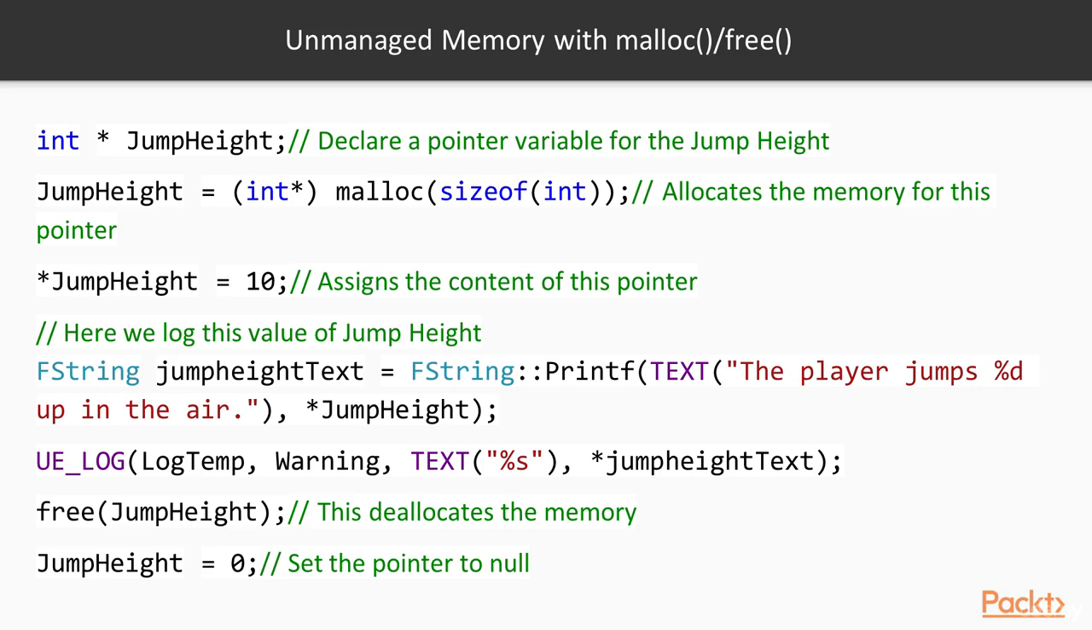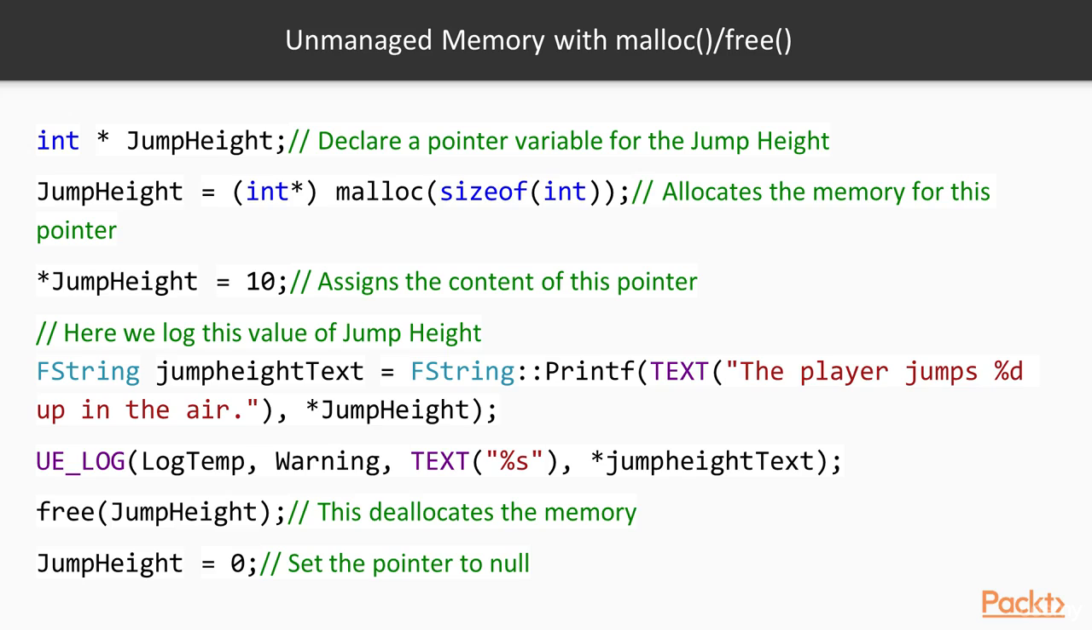So here we pass sizeof int as a parameter to our malloc function, and then we cast the allocated memory into an int pointer. You see inside the parentheses I have the int pointer. That's casting the allocated memory to be an int pointer, and we assign that to jump height. If you wanted to work with the content of the jump height pointer variable, you would have to utilize the dereferencing symbol, which is the star symbol again. So we type star jump height equals 10. What happens here is that the value 10 is placed in the content of jump height.